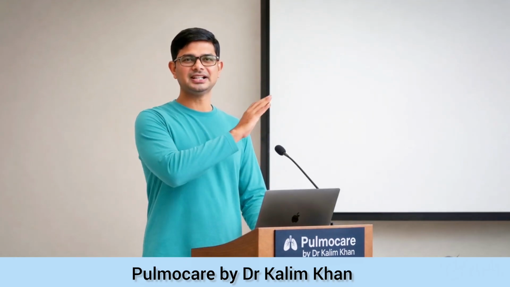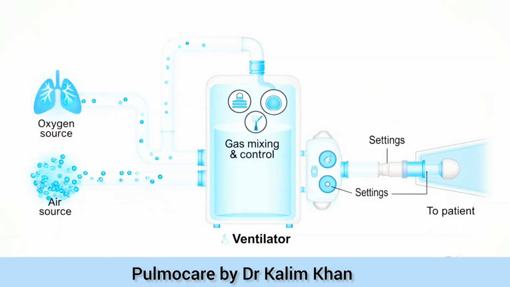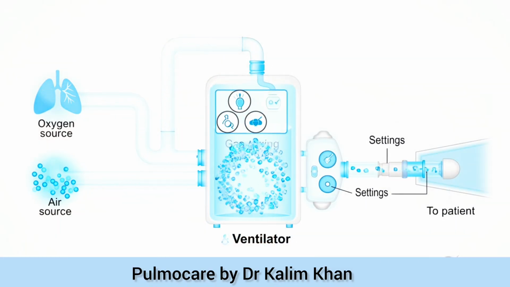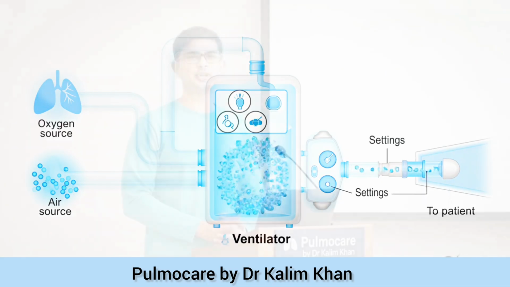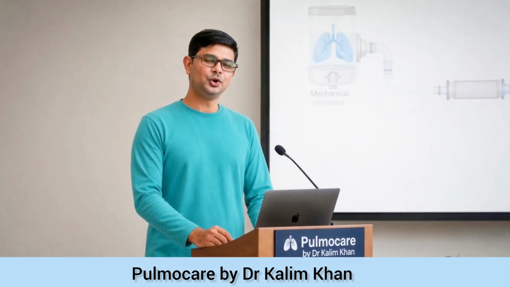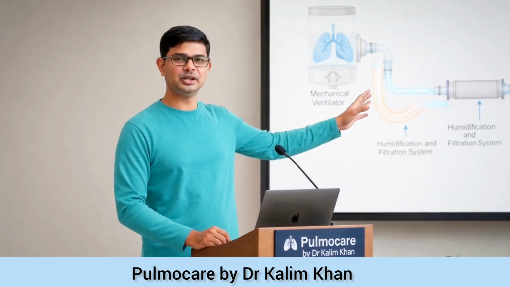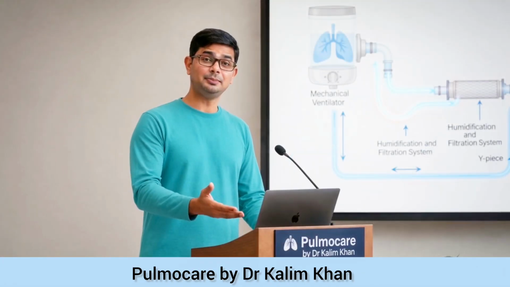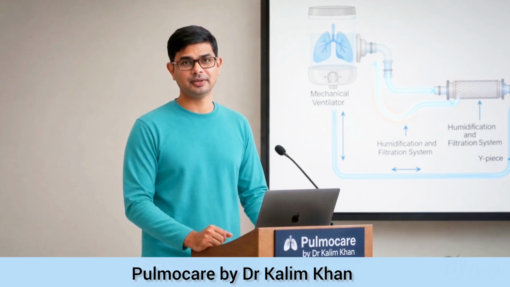Let's now visualize the complete pathway. Gas enters the ventilator from the oxygen and air sources. The ventilator mixes and controls the gases according to the selected settings. During inspiration, gas travels through the inspiratory limb, passes through the humidification and filtration system when present, reaches the Y-piece, and enters the patient's airway.